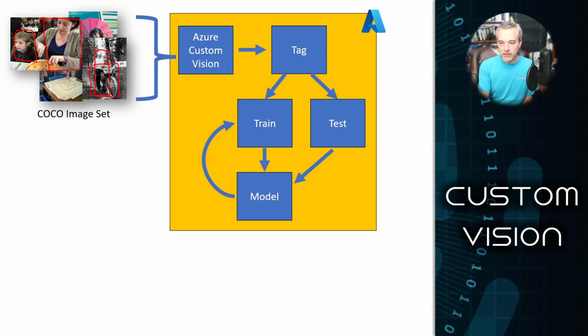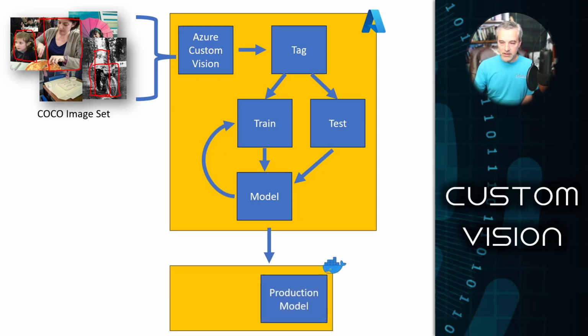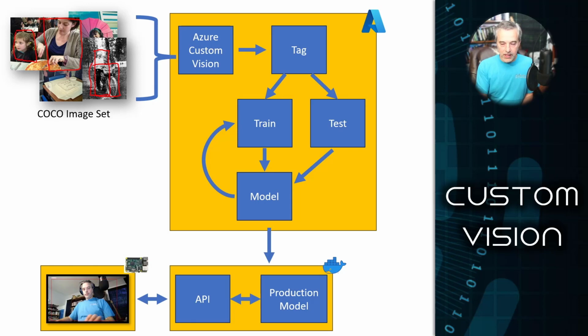So what you can do with that Custom Vision service is you can export the model into something like a Docker container. And so it's going to have the production model, that's just the actual output from the training, and then it's going to give you an API that you can call. And that API is just basically an endpoint that I can call from an application. That application, in my case, is going to be a camera.